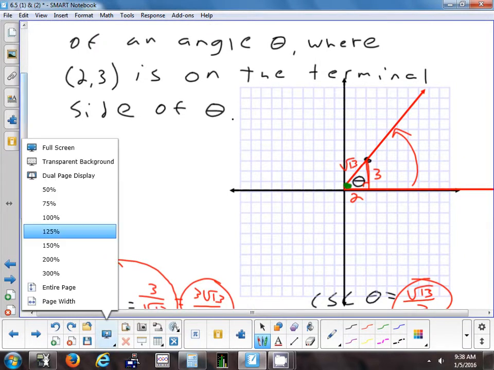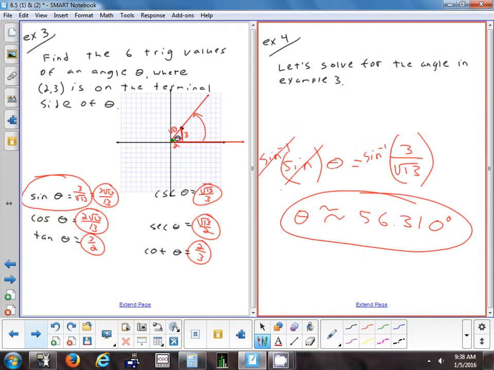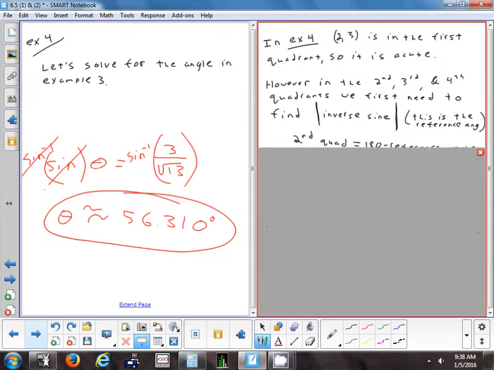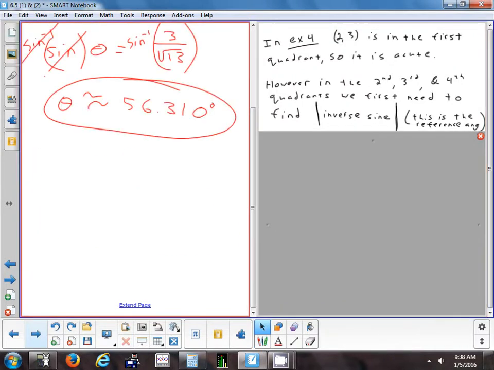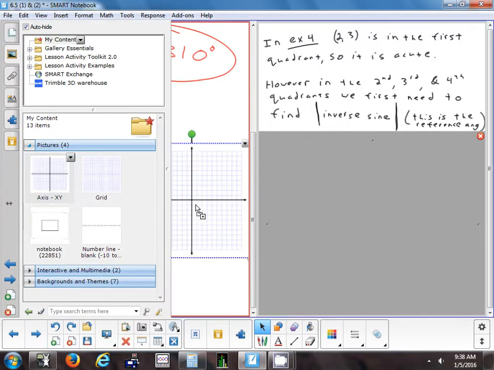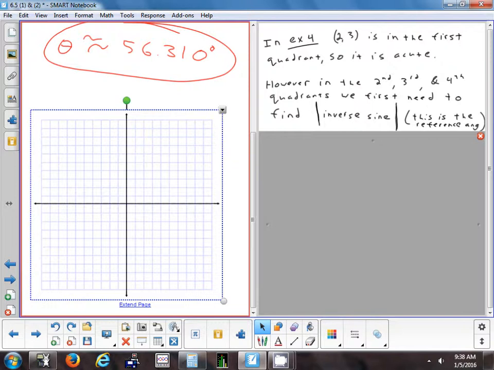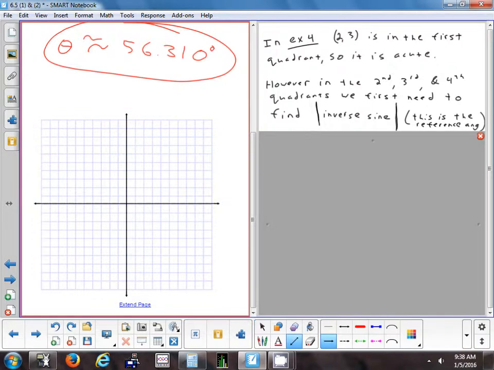Okay, so any questions on how we just got theta? Okay, and that works fine as long as we are in the first quadrant. But if we're in quadrants 2, 3, or 4, we have to make a small adjustment to using inverse sine. I'll show you why right here. I'm not going to carefully measure out a coordinate. I'm just going to draw an angle.